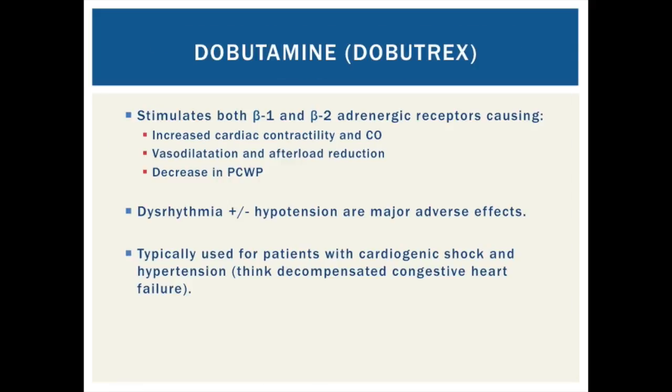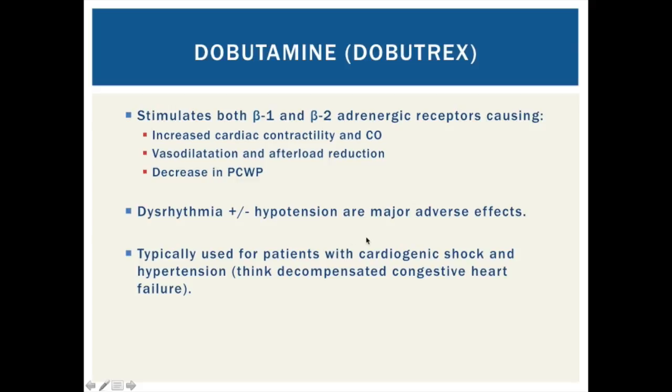And here we got dobutamine, sometimes referred to as Dobutrex. That's the trade name. This stimulates both beta-1 and beta-2 adrenergic receptors. So this is interesting because it causes both increased cardiac contractility and it increases cardiac output. But also, it's a vasodilator and afterload reducer. So it'll actually decrease your wedge pressure as well. Because of this beta-1 stimulation, you're going to have arrhythmias, and hypotension from the beta-2 stimulation, as its major adverse effects.